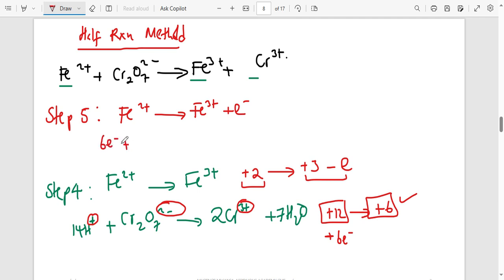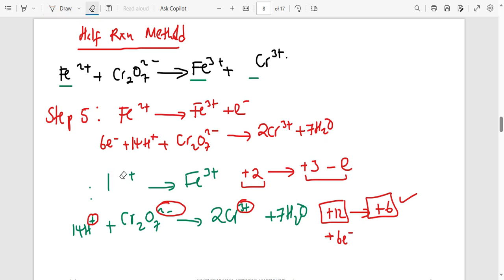Remember, we have got 14 hydrogen ions. And then we have got Cr2O7 2 minus. And then we have got 2 Cr3 plus. And then we have got 7 water molecules. At this point, we have balanced charges. We have balanced atoms. Basically balanced everything.